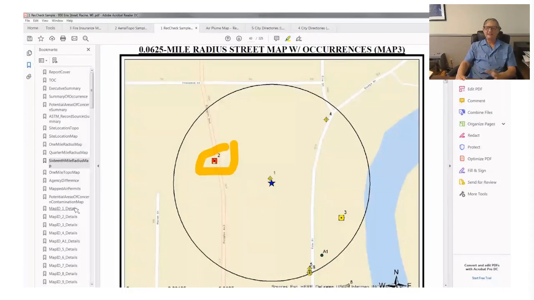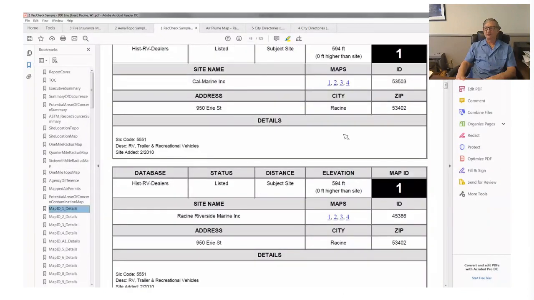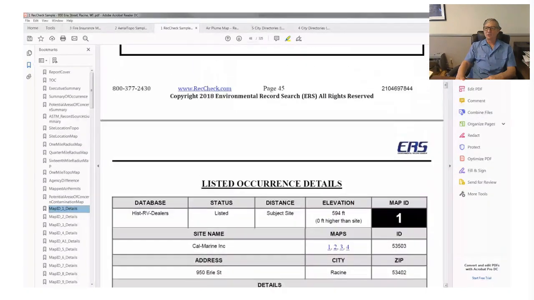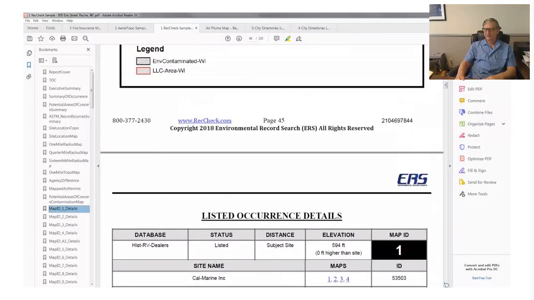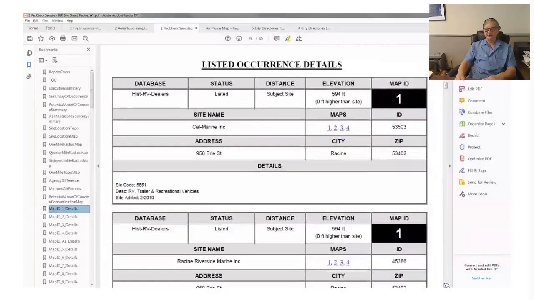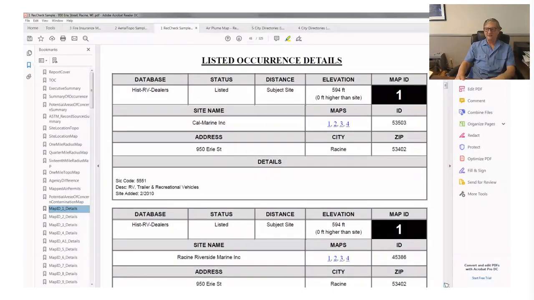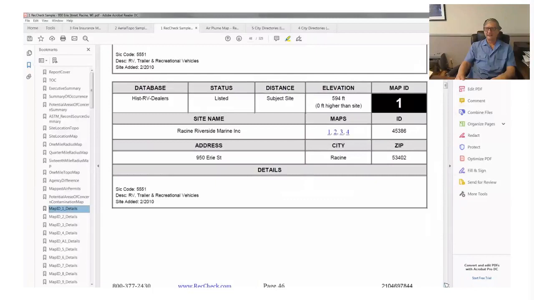So let's go to the details of what this listing is. And we click over here in the bookmarks, and we're right at the details. So our site is a historic RV dealer, trailers, recreational vehicles. Okay, I'm right away thinking, what kind of RV dealer is this, right?